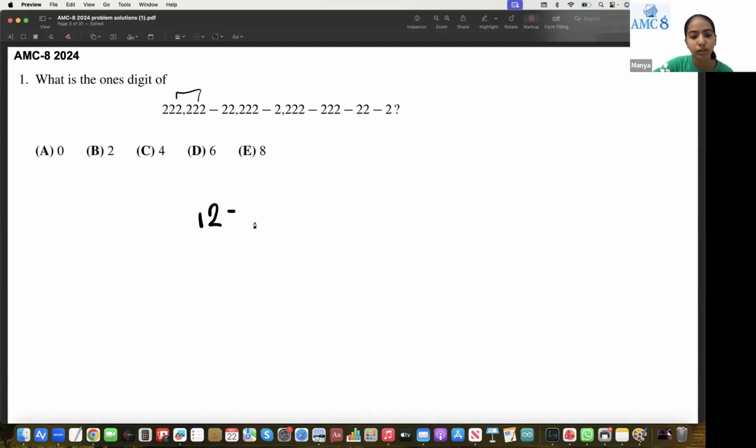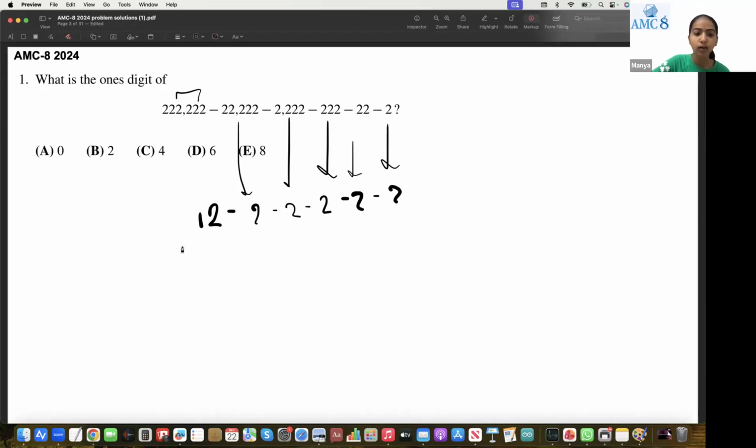12 minus 2 for this one. And then we can do minus 2 for this one as well. And then we can subtract 2 here. We're just doing the unit digit here. Minus 2 here. And minus 2 here as well. And we started with 12 here because we don't want this number to be a negative number. We want it to be a positive number. So we just started off with 12.